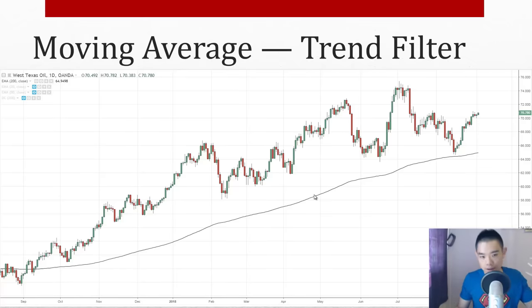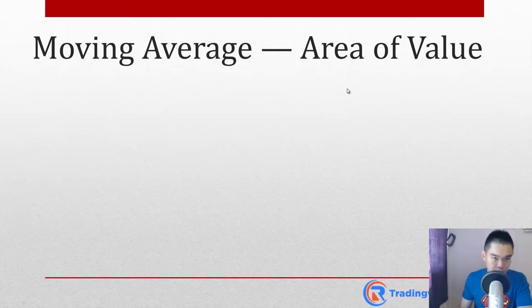Vice versa, if the price is below the 200 MA, then you know that you only want to be shorting the markets, you don't want to be long. So this is how a moving average can serve as a trend filter.